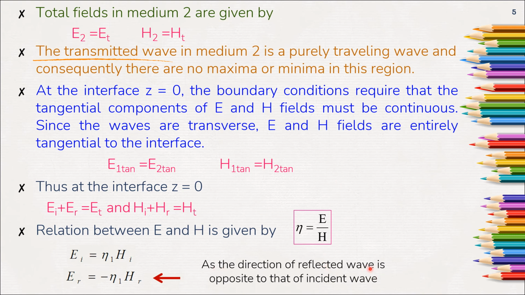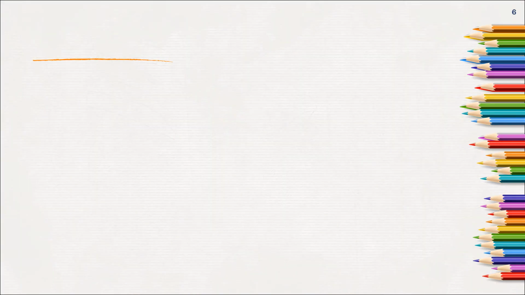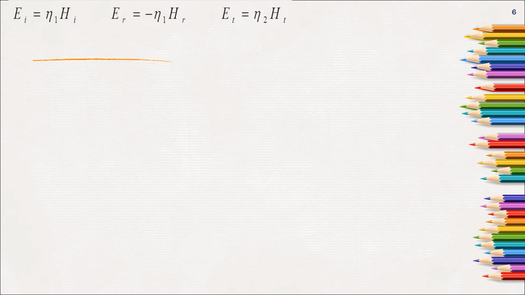So the reason is very clear here. Reflected wave is opposite to that of incident wave. Now we have Ei is equal to eta 1 into Hi, Er is equal to minus eta 1 into Hr, and Et is equal to eta 2 into Ht.